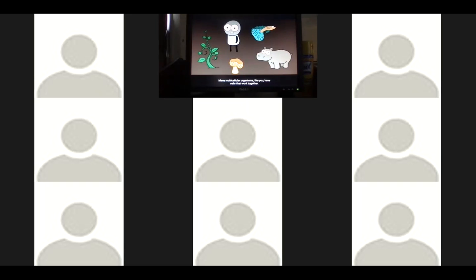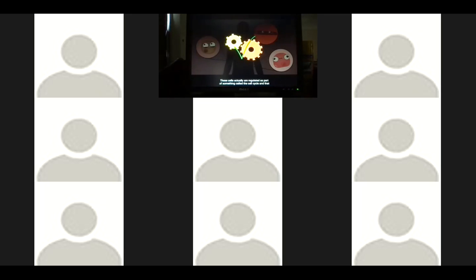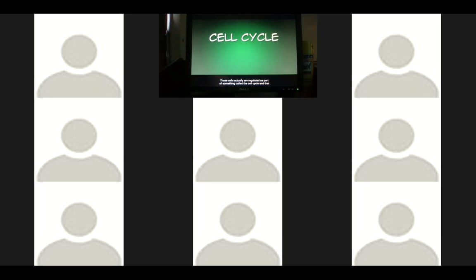Many multicellular organisms like you have cells working together as part of a body tissue, working together as part of an organ, organs working together as part of an organ system. Your cells are specialized to work in these different levels of organization. You have skin cells, stomach cells, muscle cells, just to name a few, and their functions need to be regulated. These cells actually are regulated as part of something called the cell cycle. And that is going to relate to my question of, I wonder what my cells are doing right now.